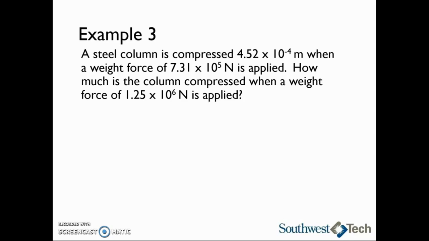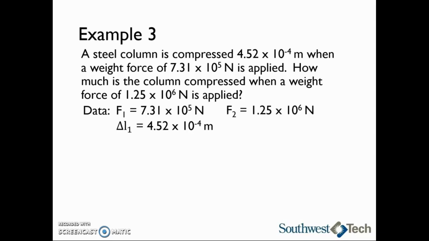First, we will write down everything we are given. We know the original force, F sub 1, is 7.31 times 10 to the 5th newtons. The original change in length, delta L1, is 4.52 times 10 to the minus 4 meters. The second force we are looking at applying to the same column is 1.25 times 10 to the 6th newtons. We are trying to find delta L2, or the change in length, when the second force is applied.